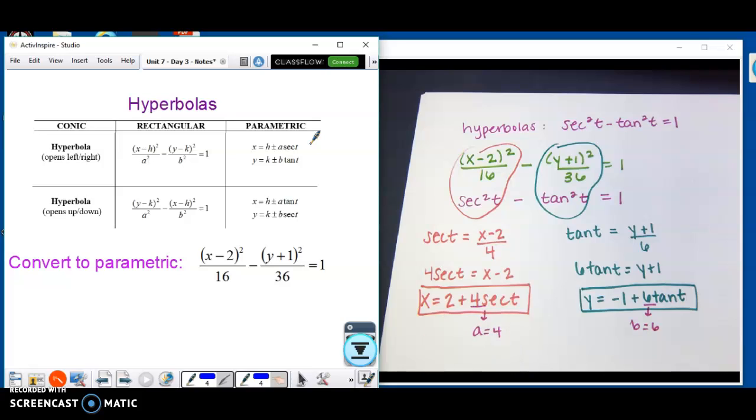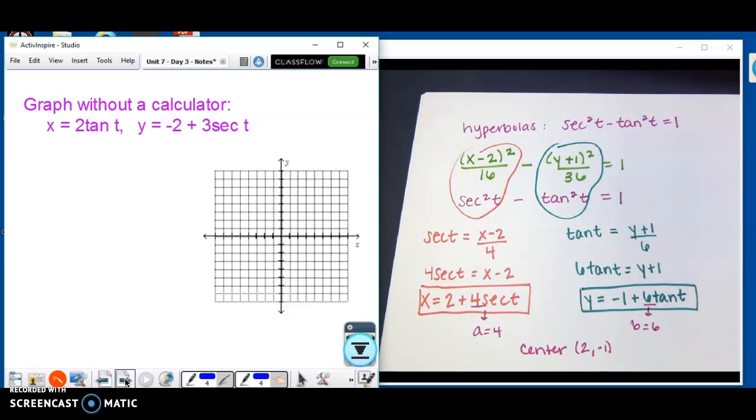Yes. And then for the center of your hyperbola, you can get it the same way we got it for the circles and ellipses. So this is positive 2. And that's going to be negative 1 there.